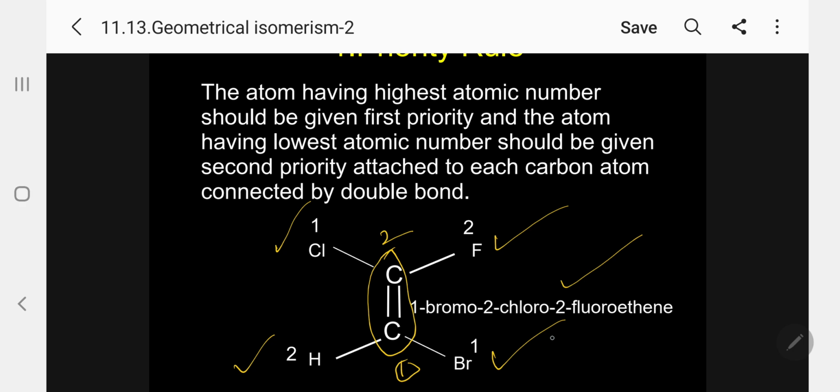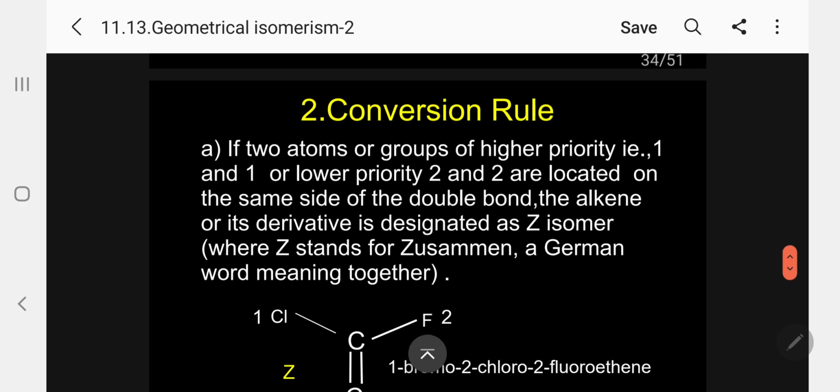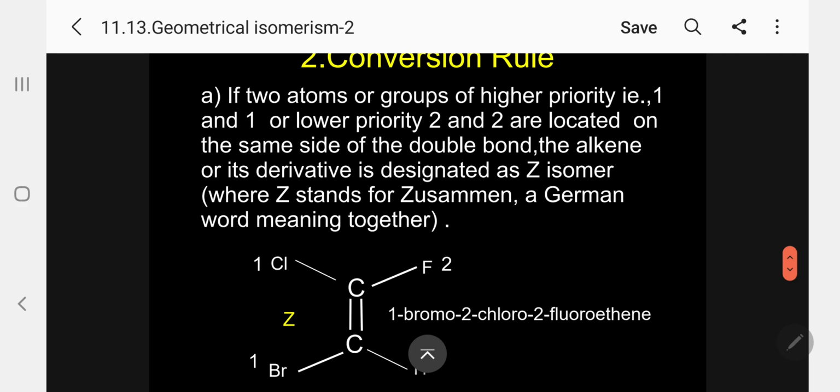So this I will take, and I will follow the same 6 examples, which I will now write by giving the special name E and Z, that system of configuration. Once after giving the priority numbers 1, 2 and 1, 2, the second rule, the conversion rule, says: if 2 atoms or groups of higher priority 1 and 1, or lower priority 2 and 2, are located on the same side of the double bond, the alkene or its derivative is designated Z.